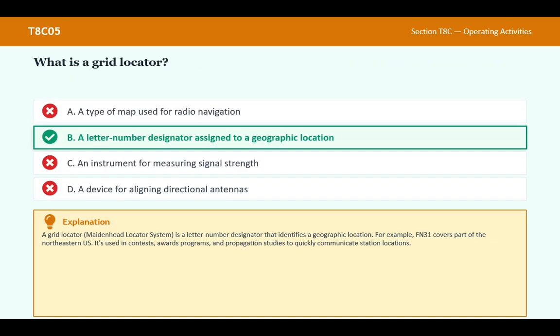What is a grid locator? B. A letter number designator assigned to a geographic location. A grid locator, or Maidenhead locator system, is a letter number designator that identifies a geographic location. For example, FN31 covers part of the Northeast U.S. It is used in contests, award programs, and propagation studies to quickly communicate station locations.